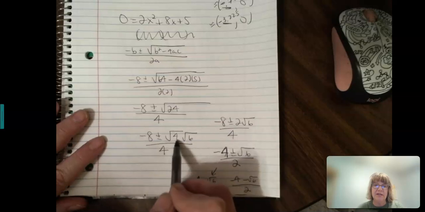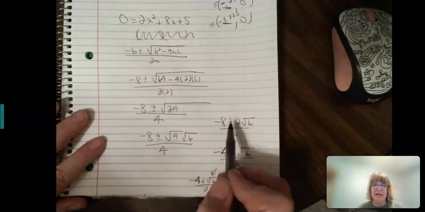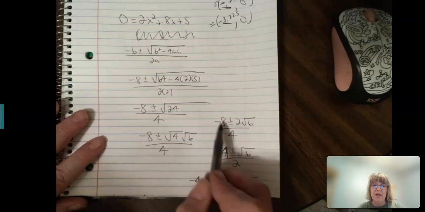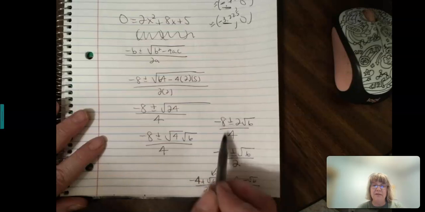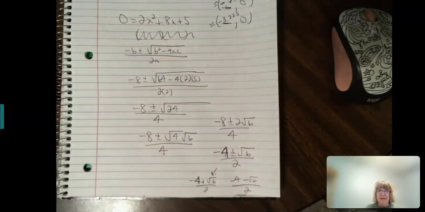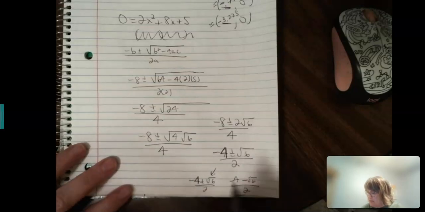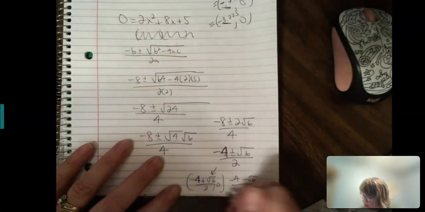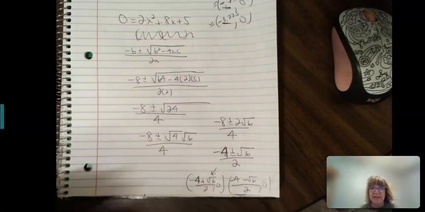Factor it into things that have square roots if you can. That comes out. When I divide, they all have a 2 in them. So divide by 2, divide by 2, divide by 2, I get this. So these are the exact values. So you'd have this comma 0 as one x-intercept, this comma 0 as the other one.